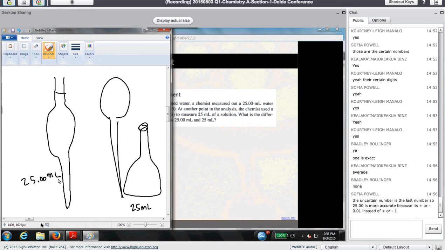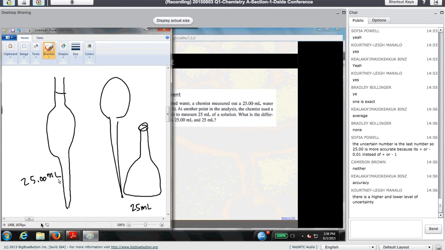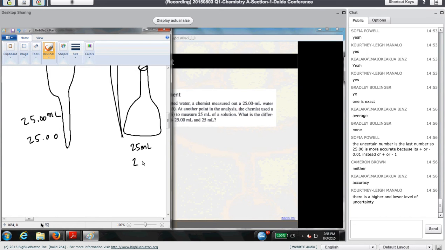Neither. I agree. They're both 25. But what's the difference with the 0.00 and the other one? The uncertainty in the last number. So 25.00 is more accurate. I can tell you there's exactly 25.0, and I don't know whether or not it's exactly 0.0 for the last number. Whereas with this one, I can't tell you whether or not it's 25. It could be 26. It could be 27. My eyeball just couldn't tell that big difference. You see what I mean?